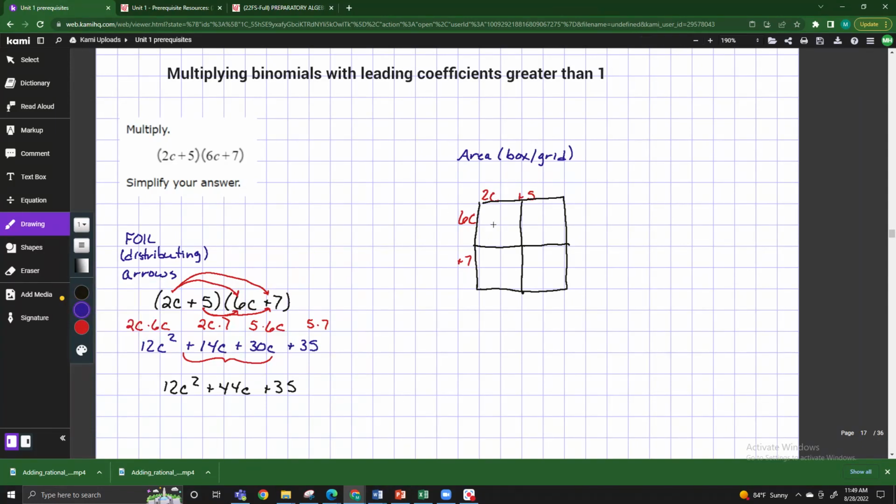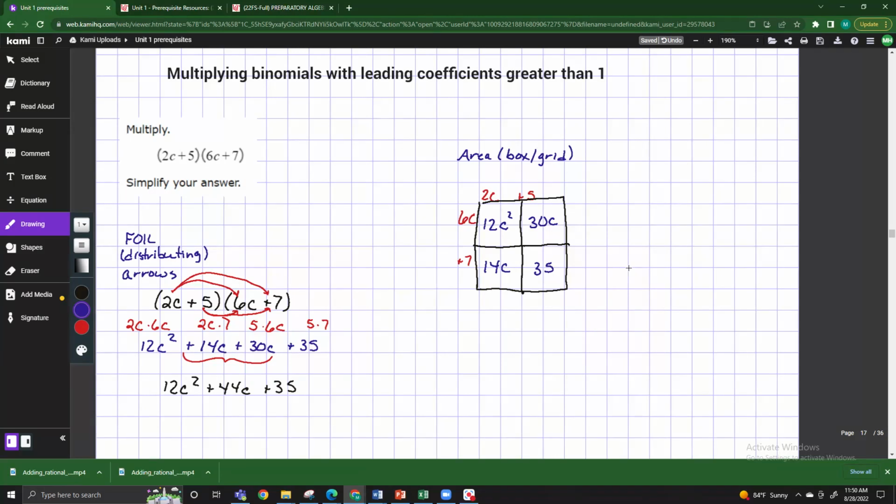So this box right here, the upper left, is going to be 2c times 6c. Multiply the numbers together, so I get 12, and there are 2 c's, so c squared. This one is going to be 5 times 6c, so numbers together is 30c. And then bottom left is going to be 2c times a positive 7. So 2 times 7 is 14, and I have a c. And then this bottom one is going to be the 5 times 7, which is 35.